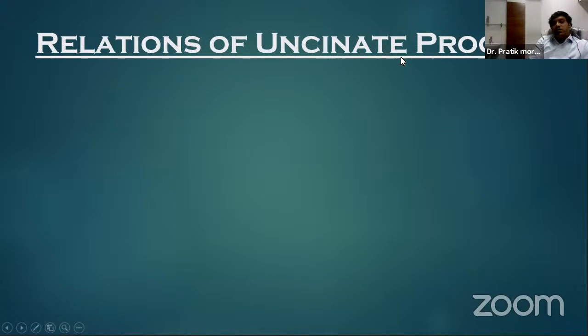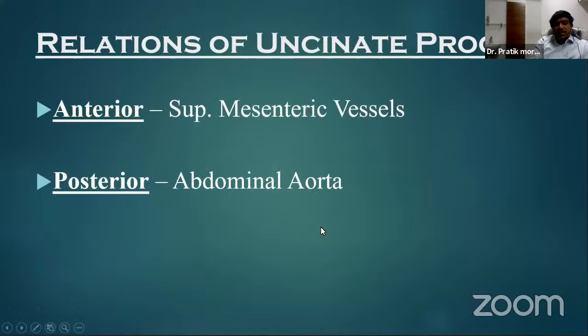In the head, there is a process called the uncinate process. The uncinate process is a small process, and you can see the relations. Anteriorly, it is related to the superior mesenteric vessels, and posteriorly, the abdominal aorta. Just now I told you that the abdominal aorta and IVC will both be seen in the posterior relations of numerous organs, because these structures lie at the extreme posterior aspect. Anteriorly, the superior mesenteric vessels, as in the superior mesenteric artery and superior mesenteric vein.